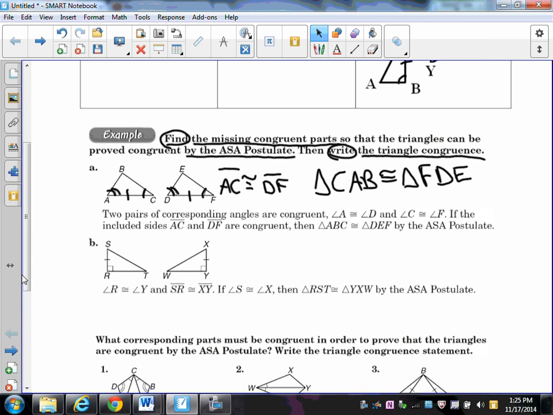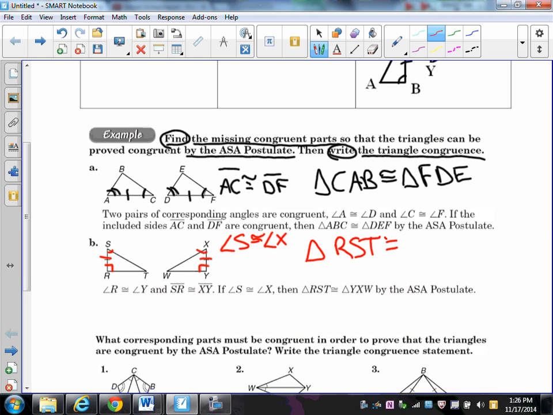Letter B is pretty similar. Again, we're using the ASA postulate. So we have one angle. We're told that they're right angles, angle R and angle Y, and one side. So in order to make that side included, we need to say angle S is congruent to angle X. So if that's true, we would say triangle RST is congruent to triangle, starting with the right angle Y, the one with one angle mark X, and the one with no angle mark listed W.